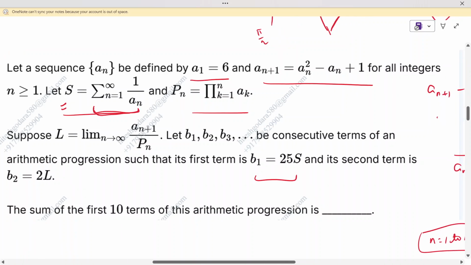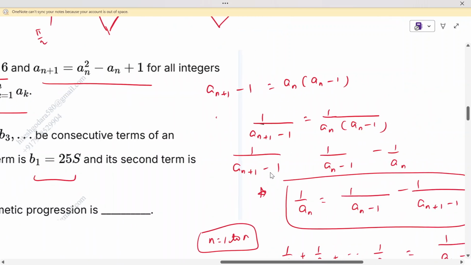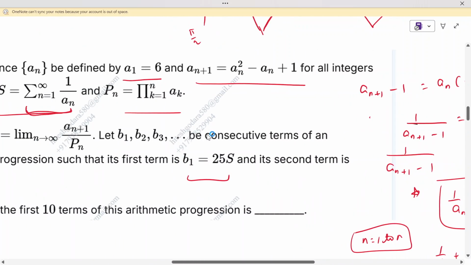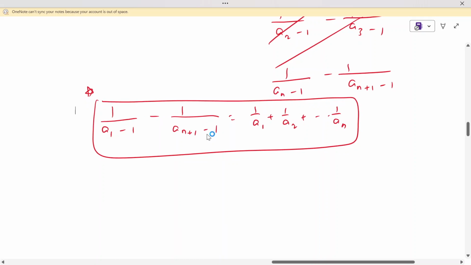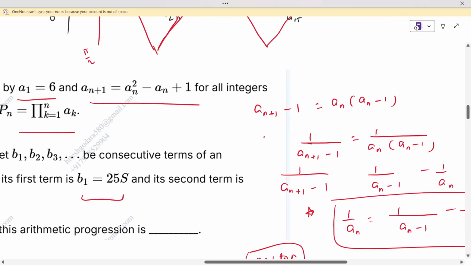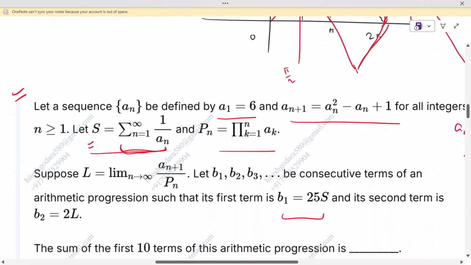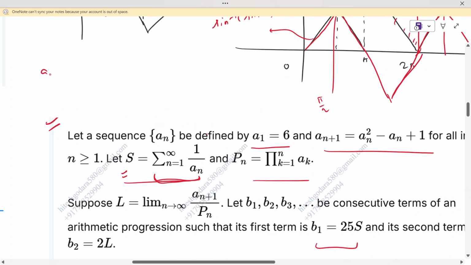Now you can observe if I take the limit as n tends to infinity. And Pn is the product of A1, A2 and so on, right? So let's observe this particular point. An plus 1 is this one. An plus 1 is 1 plus An into An minus 1.